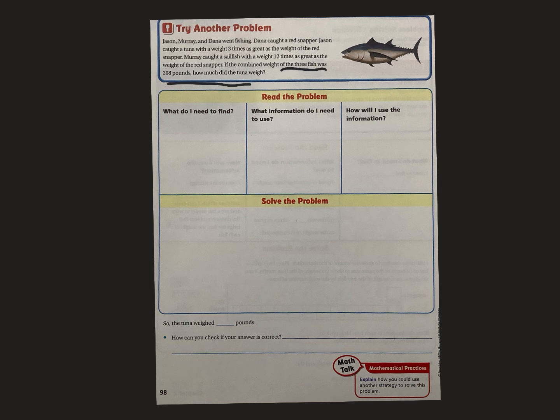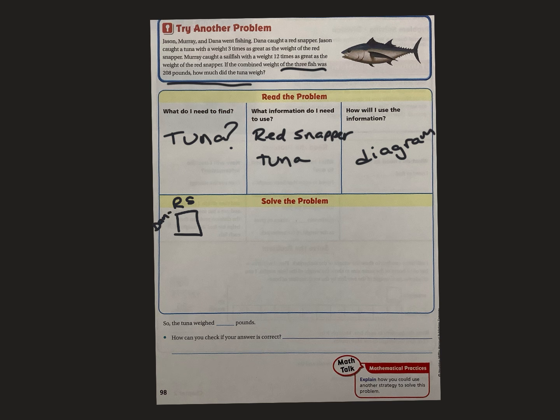Okay, we want to know how much the tuna weighed. I'm just going to put tuna, question mark. How much did the tuna weigh? What information do I need? I know I need the red snapper weight, and then that compared to the tuna. How will I use this information? I'm going to draw that diagram. That helps me a lot. So I'm going to start with the red snapper. Whatever the red snapper is, we'll call that RS. That is the one that Dana caught.